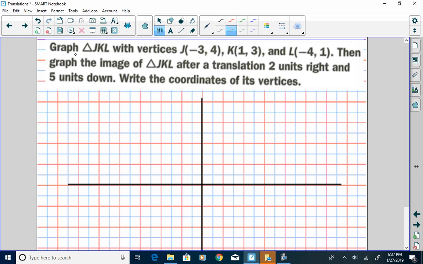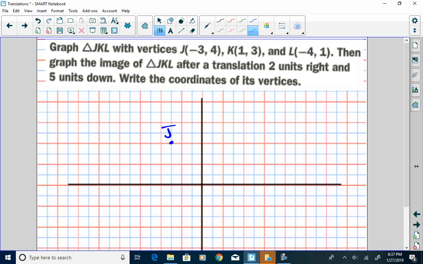Right? First, we're told to graph triangle JKL. So let's start with the graph of triangle JKL. Point J is located at -3, 4. So from the origin, I count 3 in the x direction to the left because it's negative. 1, 2, 3. And then +4 in the y direction. 1, 2, 3, 4. I put a point. I'm going to label that J.